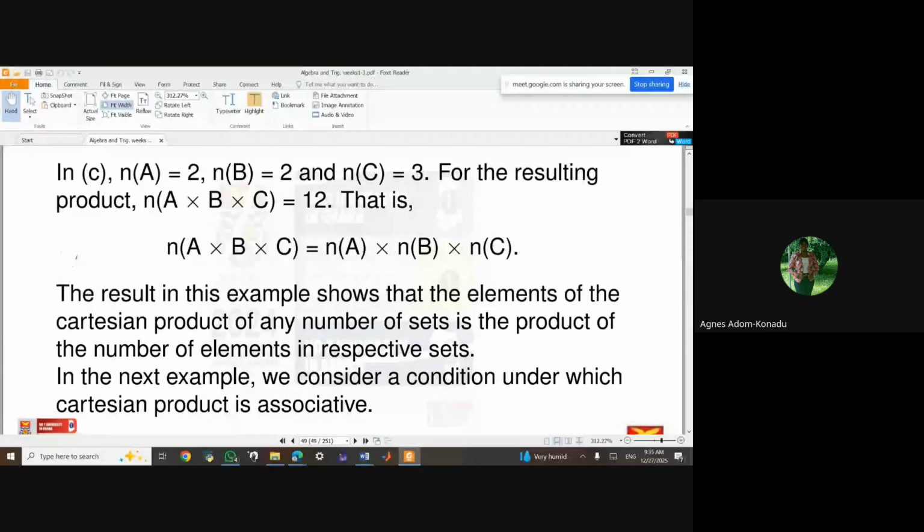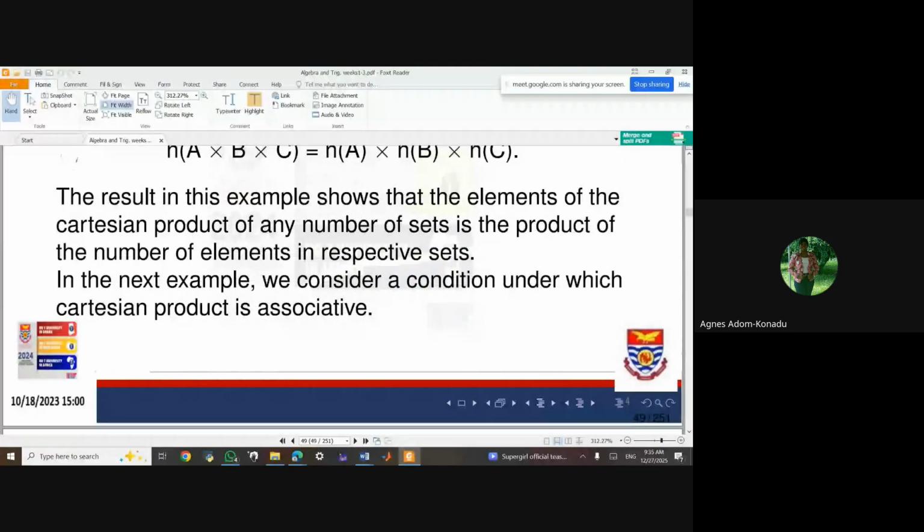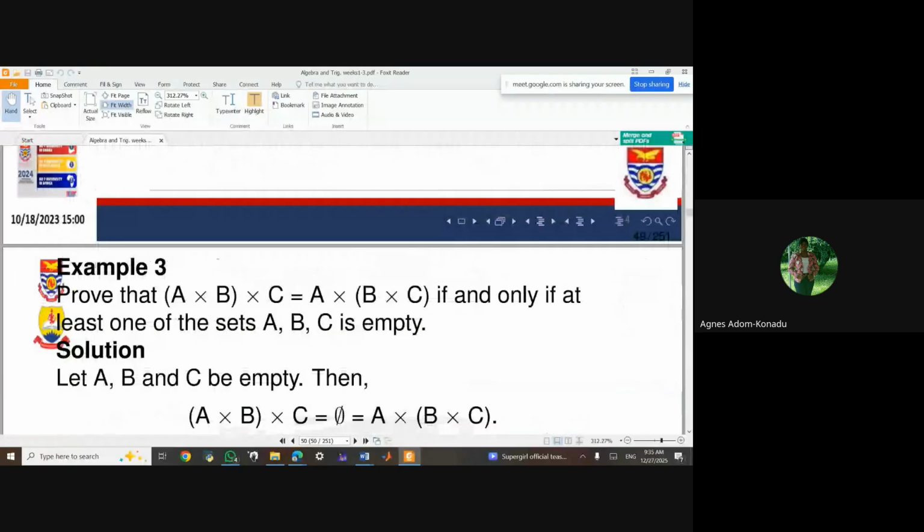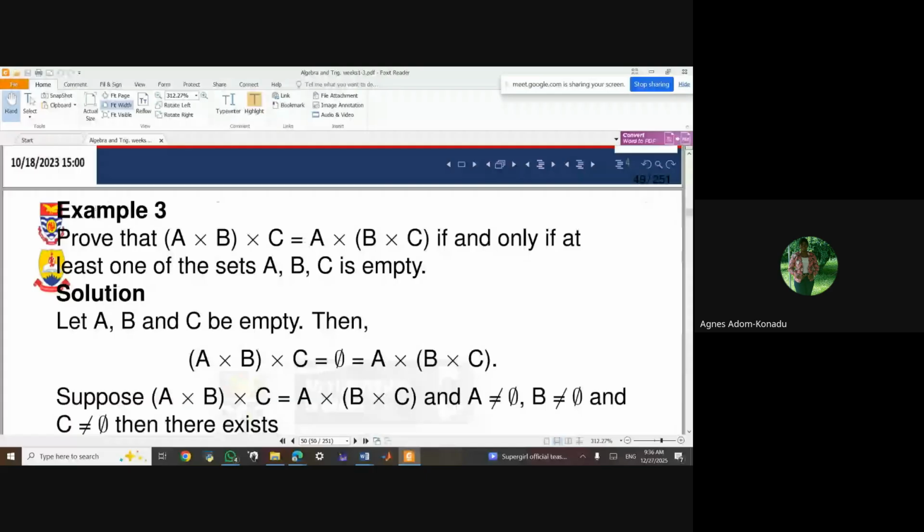So the result in this example shows that the number of elements of the Cartesian product of any number of sets is the product of the number of elements in the respective sets. In the next example, we consider a condition under which the Cartesian product is associative. So we want to prove that (A cross B) cross C is equal to A cross (B cross C) if and only if at least one of the sets A, B, C is empty. So we did that. In the characteristic, we are told that if one or all of them are empty, then we're going to get an empty set. If not, then the associativity will not hold.